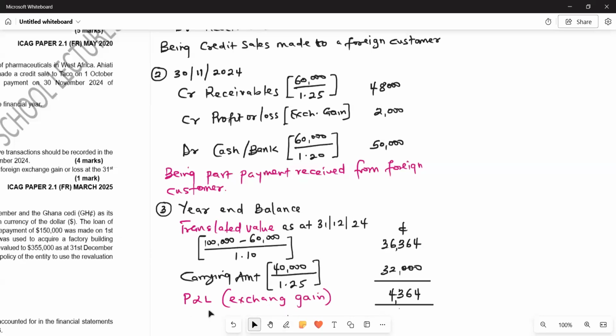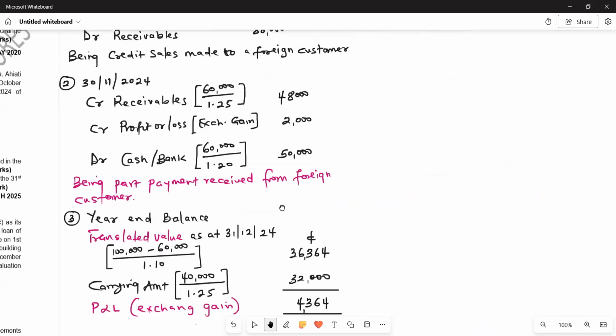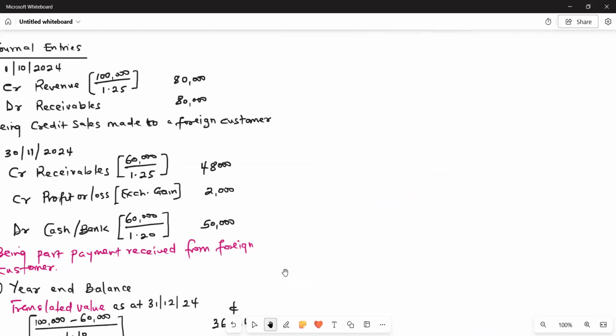Now, part 2 of the question, which is for only 1 mark, says to show the financial reporting treatment of the foreign exchange gain or loss. So we just add them together. 2,000 gain plus 4,364 gain. Did you get it? For 1 mark.